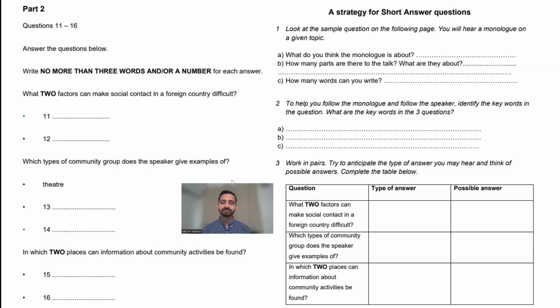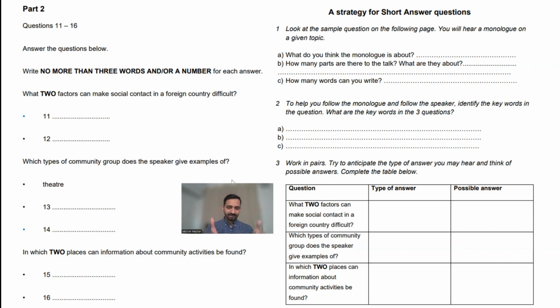Try to anticipate the type of answer you may hear and think of possible answers. Complete the table below. So you've got some questions here and you've got type of answer. Now, in terms of type of answer, you have to think about part of speech. Are you looking for a noun, adverb, verb, adjective? What are you looking for? What type of answer are you looking for? Are you looking for names? Are you looking for places? Things like that. For example, what type of factors can make social contact in a foreign country difficult?